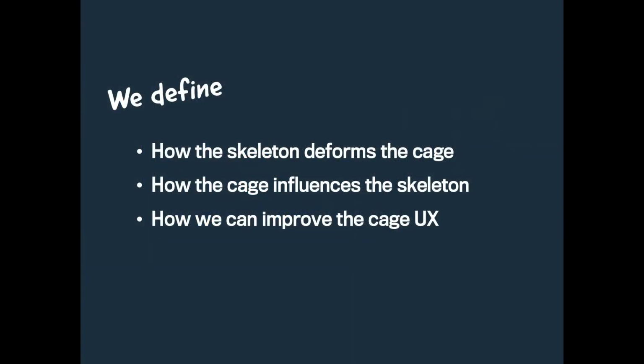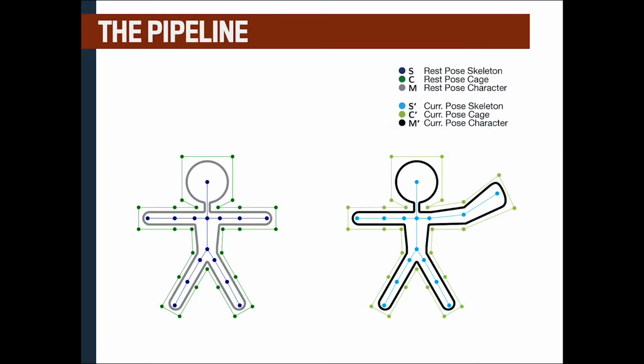Our framework is composed of three operators that define how the cage is deformed by the skeleton, how the skeleton influences the cage, and how we can improve the user interaction with the cage. Our framework is a combination of those operators that forms a closed deformation loop. To explain how and why we have defined those operators, we start describing the skeleton skinning pipeline.